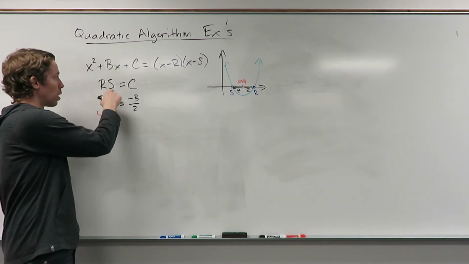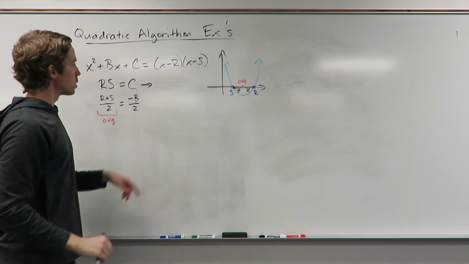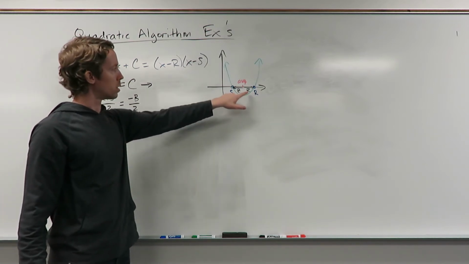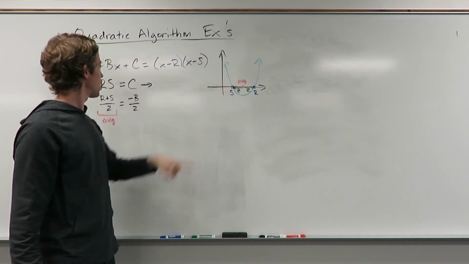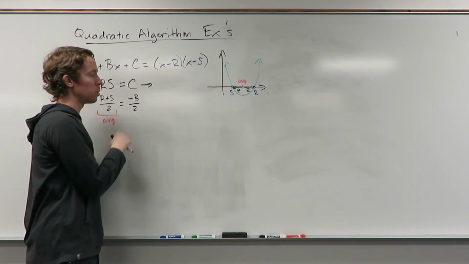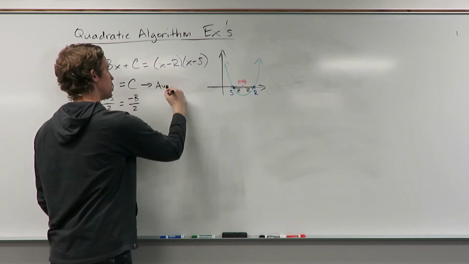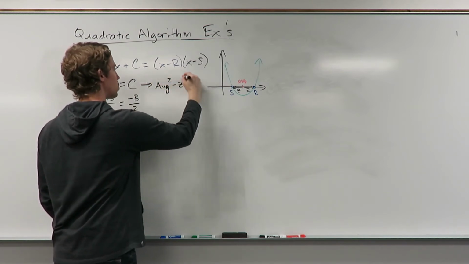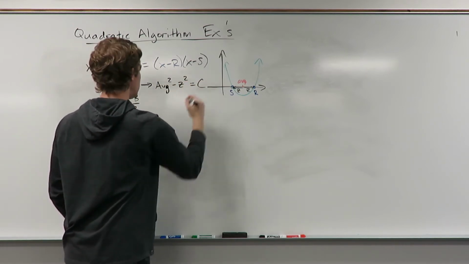So now this r times s equals c means, since r is z plus the average and s is z minus the average, when you multiply them together, you get this difference of squares. And what pops out is the average squared minus z squared for this product r times s. We know that has to equal c.